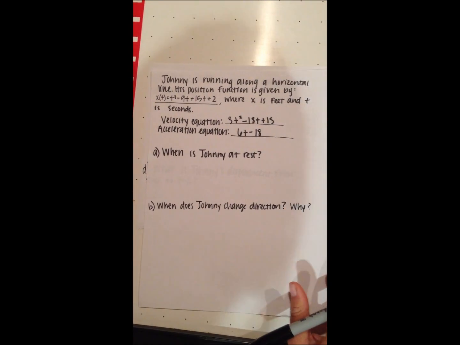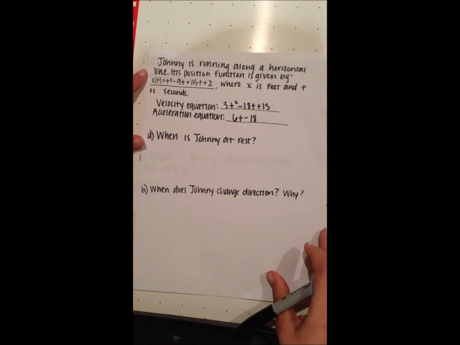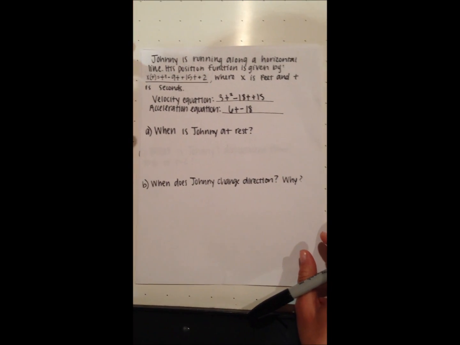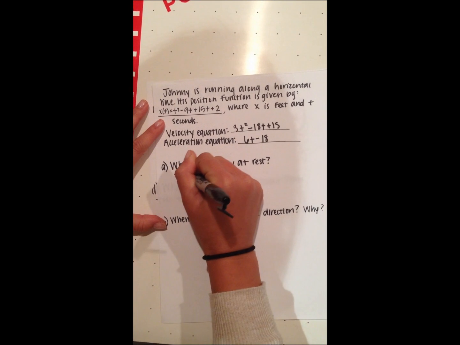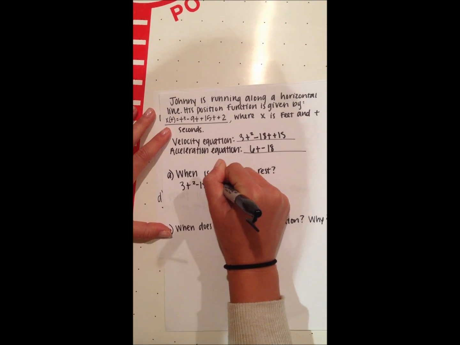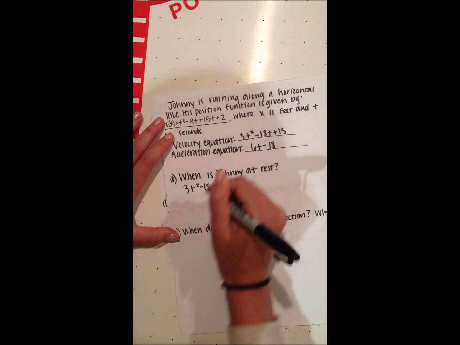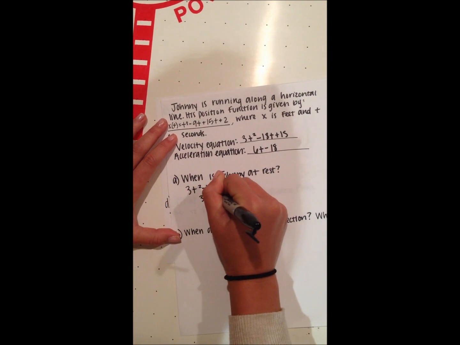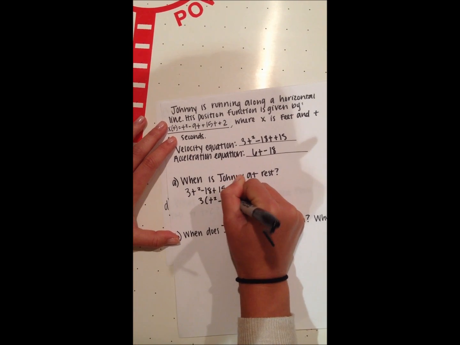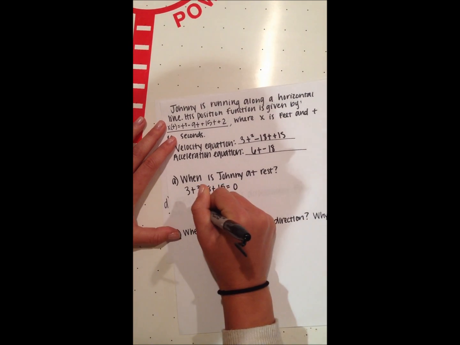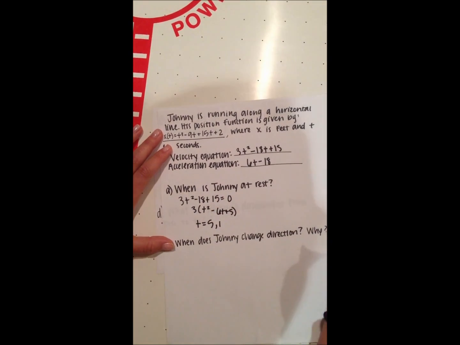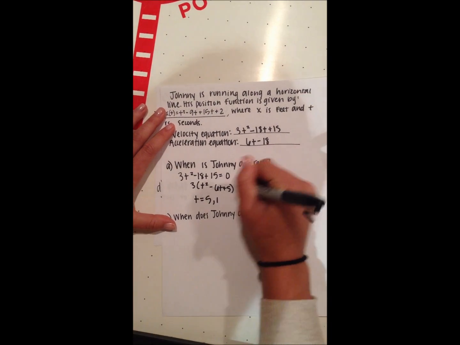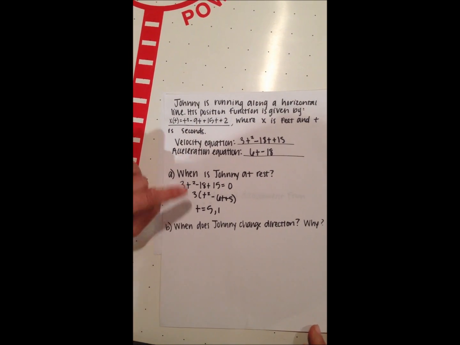The first part of the problem asks when Johnny is at rest. To find when Johnny is at rest, we set the velocity equation equal to 0. So let's set 3t squared minus 18t plus 15 equal to 0. We'll take out a 3 and then solve. So t equals 5 and 1. Johnny is at rest when t equals 5 seconds and 1 second.